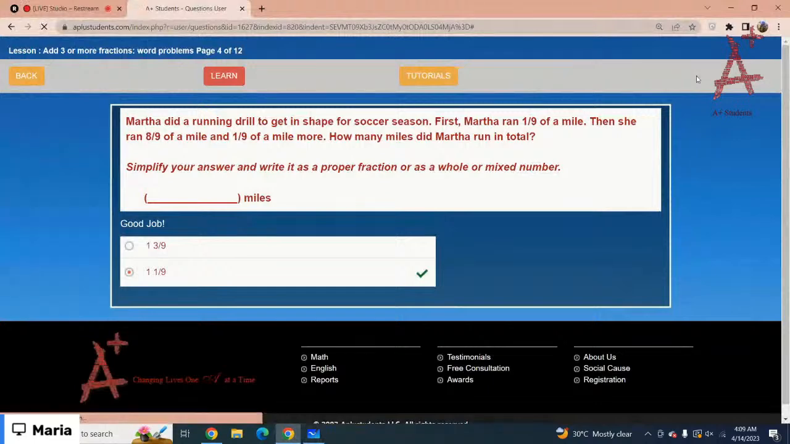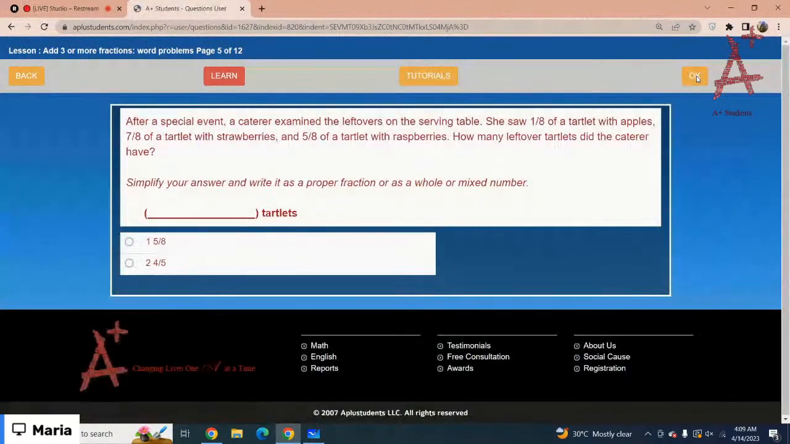Okay, the next one is: after a special event, a caterer examined the leftovers of the hall table. He saw 1/8 of the tart with apples, 7/8 of the tartlet with strawberries, and 5/8 of the tartlet with raspberries. How many leftover tartlets did the caterer have? Got it? Just add up all the fractions. So it would be 1/8, 7/8, and 5/8. Got it?